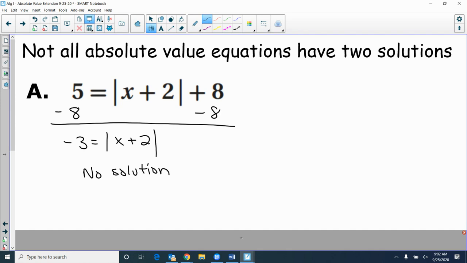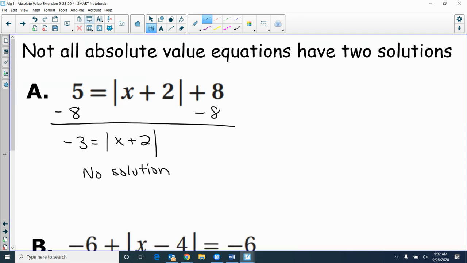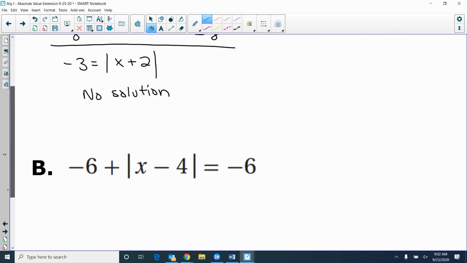Now here's the problem though, if you don't recognize this and you just get into solve mode and you do this, you'll get an answer and it says negative 5 equals x, but what happens when I plug in negative 5? Negative 5 plus 2 is negative 3. Absolute value of that is 3, and 3 plus 8 is now 5. You'll get answers, but they just won't work. So you're better off, once it equals a negative, just stopping. Okay, you are all done with that.